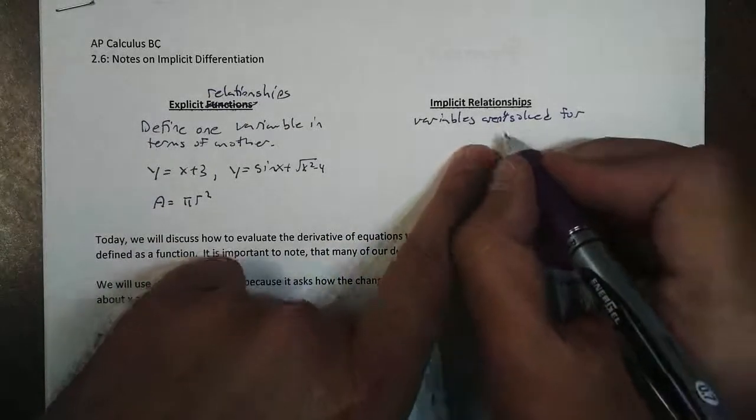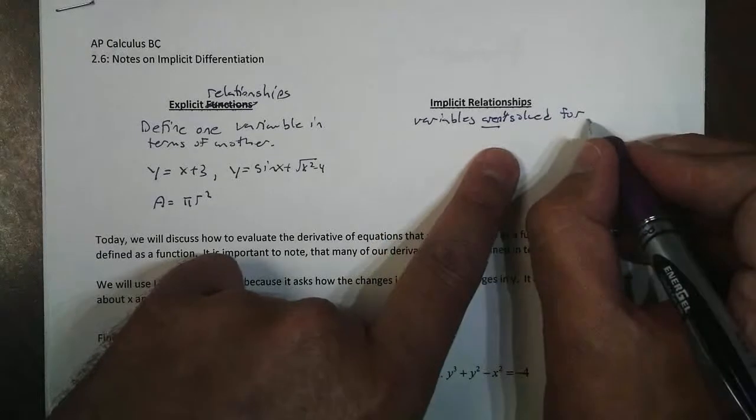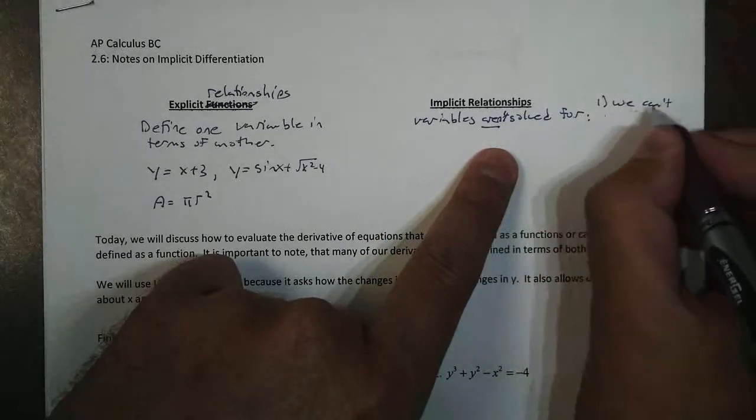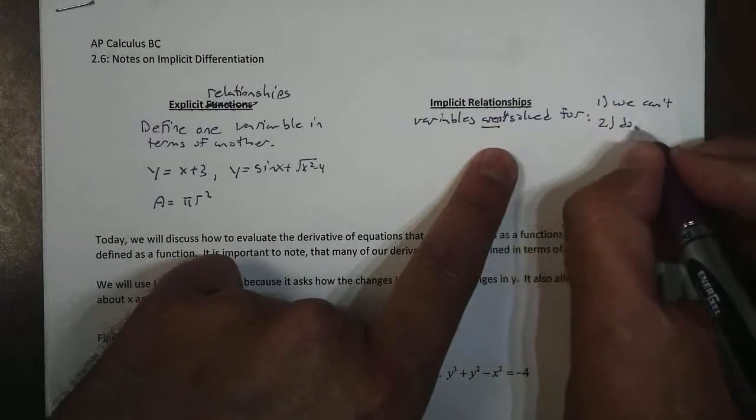Variables are not solved for, and there's a reason for this. One, we can't solve for them, or two, we don't want to.